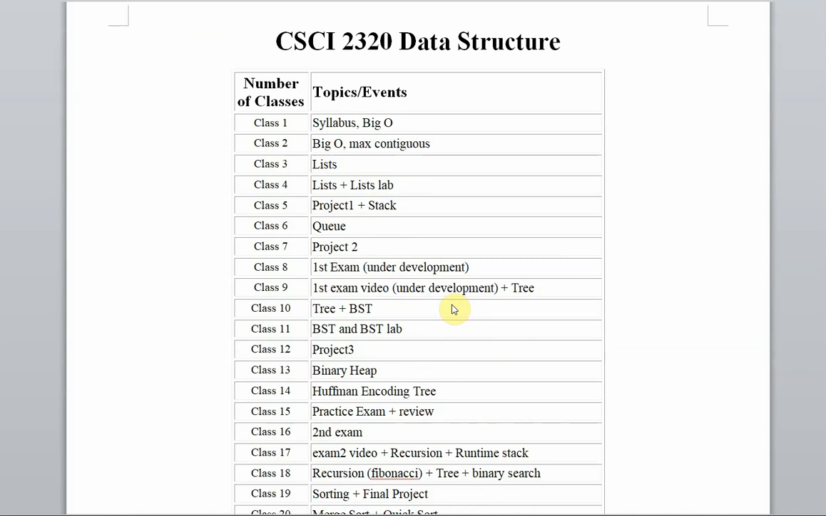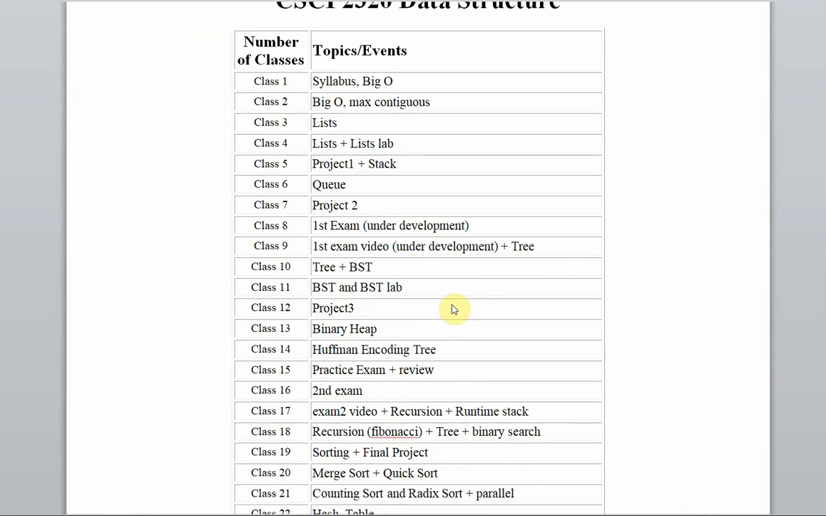This is the syllabus I designed for you guys. I list out all the classes over here, starting with the syllabus, and then today I want you to start looking into the big O analysis, which is the algorithm analysis. Class 2 is still about the big O analysis, with some more detailed topics inside of it. After that, we will start looking into the list, and then we will have stack and queue, also with the projects that I want you guys to work on.